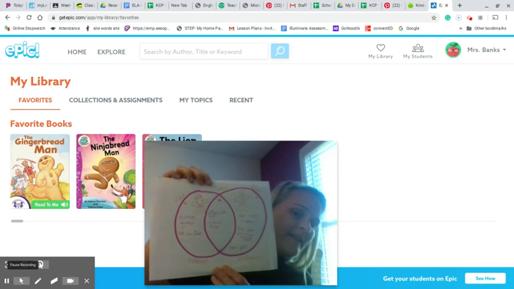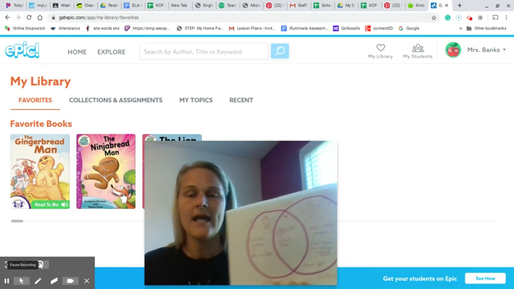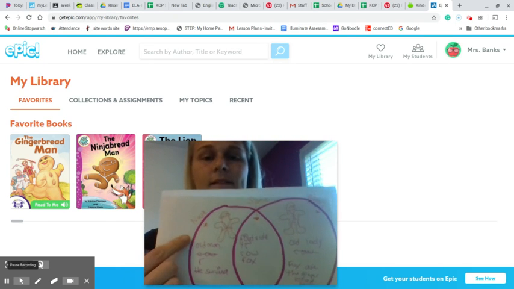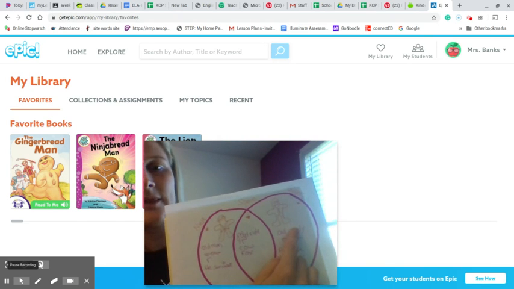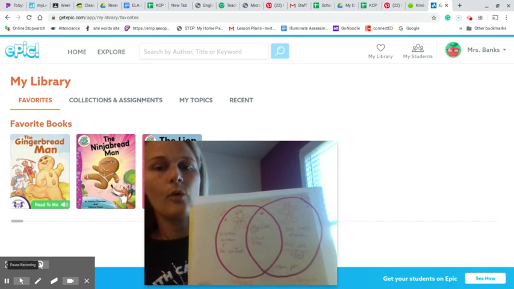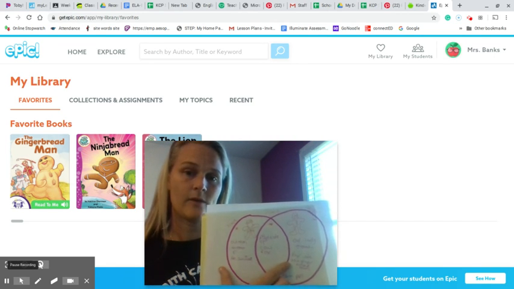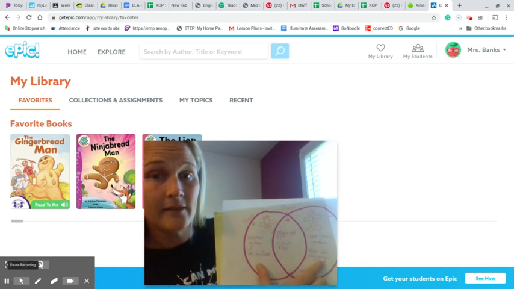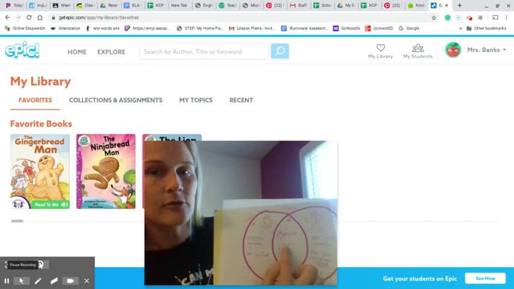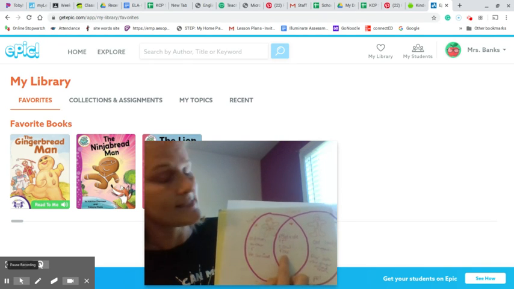Everyone say Venn diagram. So we can make this chart up here, and one side is the ninja bread man, and the other side would be the regular gingerbread man. We're going to pull different things out, and on this side, it will be their differences, okay? These will be their differences. And if they had something that was alike in the book, we can put that in the middle for the same. So differences and then the same.